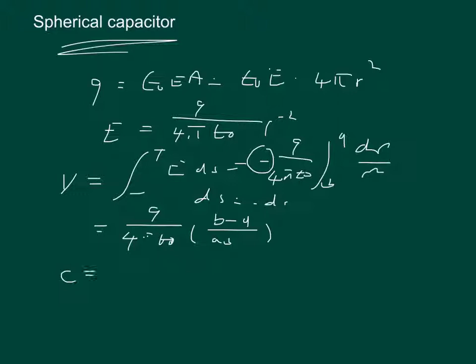Alright, so since C, the capacitance, equals electric charge over electric potential, which equals 4 pi epsilon naught times ab over b minus a, if you did the math correctly. So 4 pi epsilon naught is a constant, and the only thing that can affect the value of capacitance is what? The radius of the two spheres.